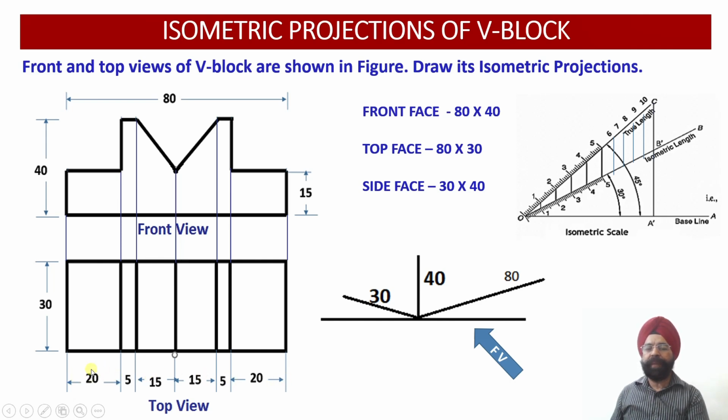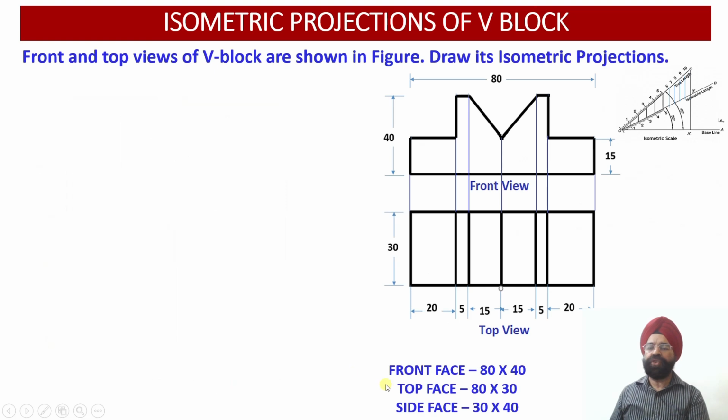So all these dimensions we have to first of all draw onto the true scale, and then all these true dimensions will be converted into the isometric length dimensions. Once these dimensions have been converted into the isometric lengths, only then can we start with the construction of isometric projections of this V block onto the isometric plane. So let us start with the construction.